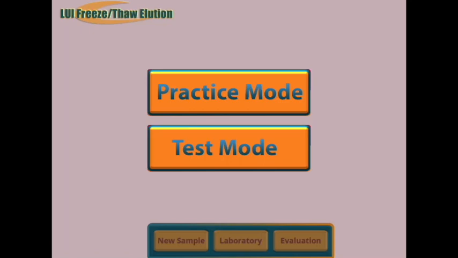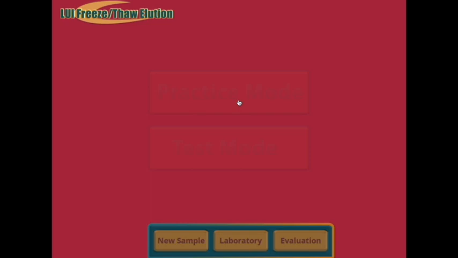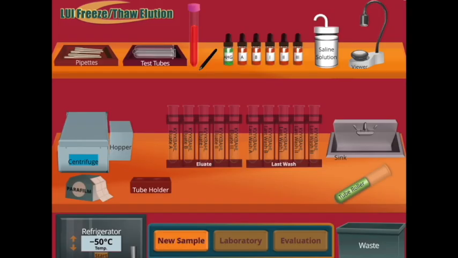Welcome to the LUI freeze-thaw elution simulation. Elution refers to the process of removing antibodies from the surfaces of cells. The LUI freeze-thaw elution procedure is designed to recover antibodies bound to red blood cells when the suspected antibody is either anti-A or anti-B. In this simulation, you'll complete the elution process and identify associated antibodies collected.